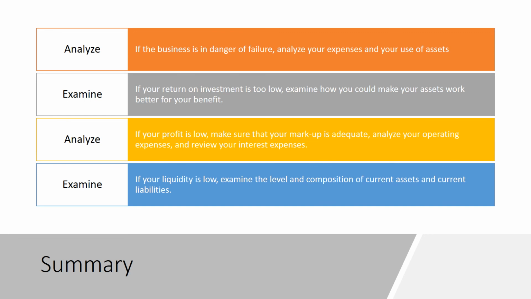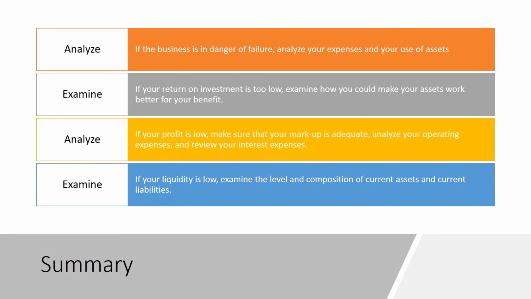Now you can see how financial statement analysis can be a tool to help you manage your business. If the analysis produces results that don't meet your expectations, or if the business is in danger of failure, you must analyze your expenses and your use of assets. Your first step should be to cut expenses and increase the productivity of your assets. If your return on investment is too low, examine how you could make your assets, equipment, machinery, fixtures, inventory, etc., work better for your benefit.